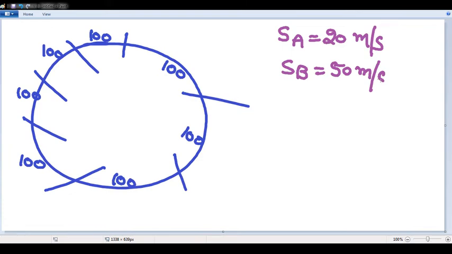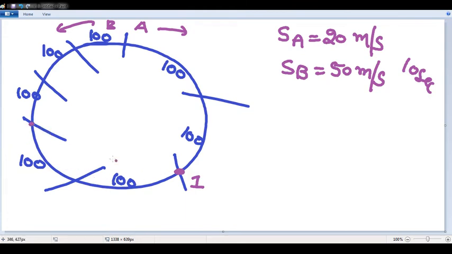So after 10 seconds, A will travel. Both are traveling in the opposite direction, A this side and B this side. After 10 seconds, A is here. After 10 seconds, B travels 500: 100, 200, 300, 400, 500. First meeting point. Again, after 10 seconds, A will travel 200.